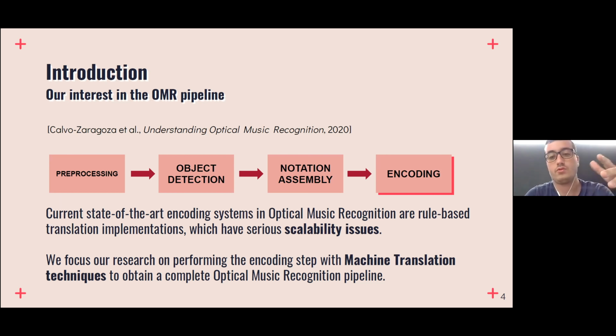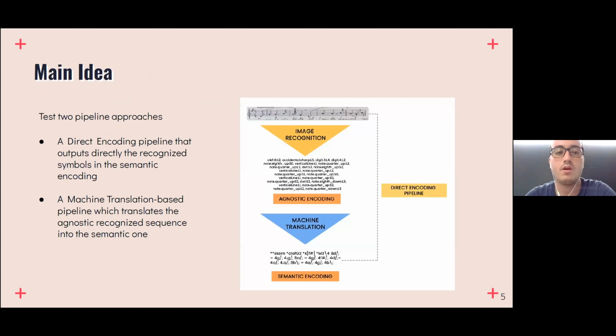Also, it is interesting to explore a little bit more on this step, as the current state-of-the-art encoding systems, also in commercial applications, are actually rule-based systems which have several scalability issues, whether both the agnostic or the semantic encodings are extended, and of course they are also hard to maintain when we get to the polyphonic case. So we are focusing our research on performing this encoding step with machine translation or more advanced machine translation techniques, which is what we are going to talk about in this presentation.